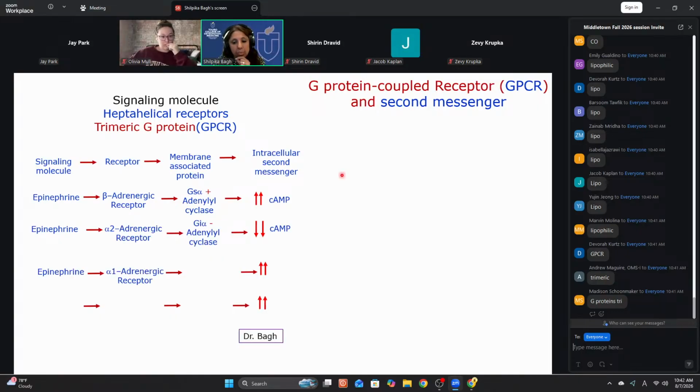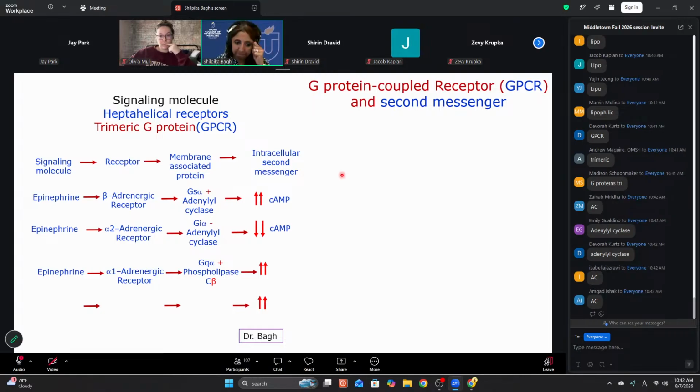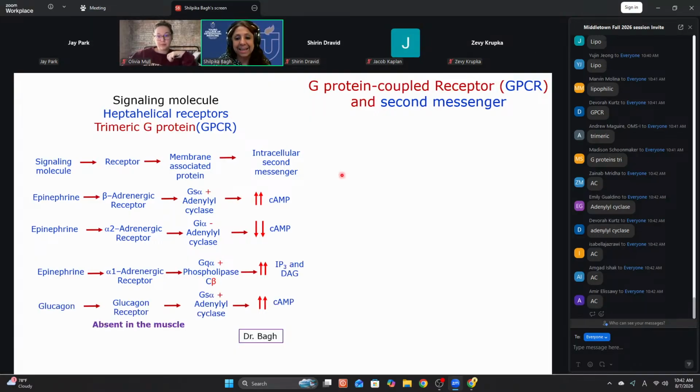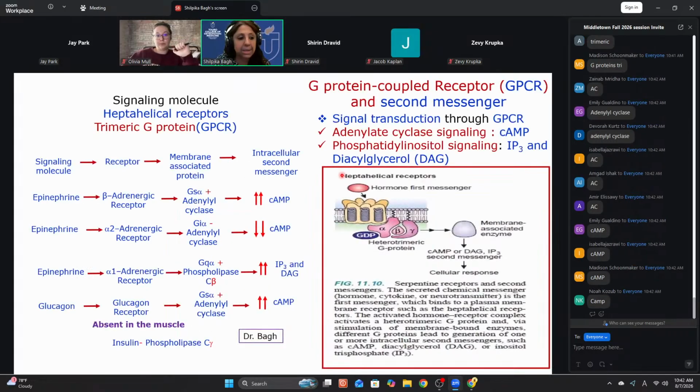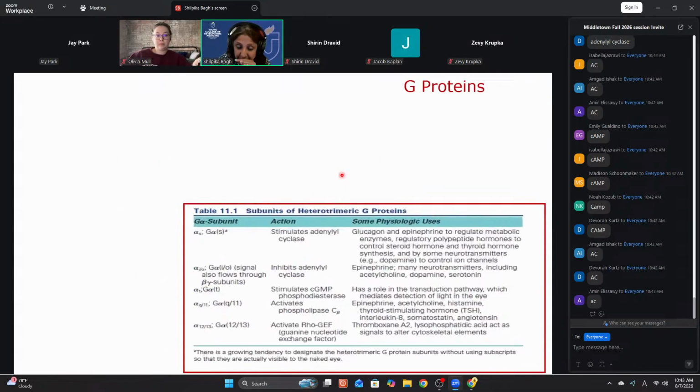For example, when you do epinephrine beta, GS stimulatory, what comes first, adenylyl cyclase or PKA? You have to be mindful with that step. Yes, it's adenylyl cyclase. Then, who forms cyclic AMP, adenylyl cyclase, the membrane-bound protein, or phosphodiesterase? Adenylyl cyclase. You have to be specific.